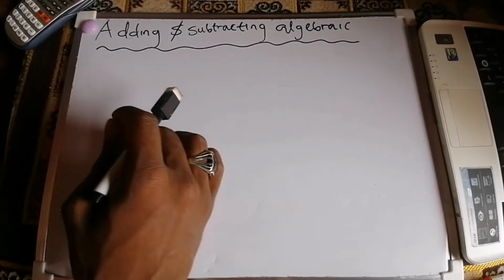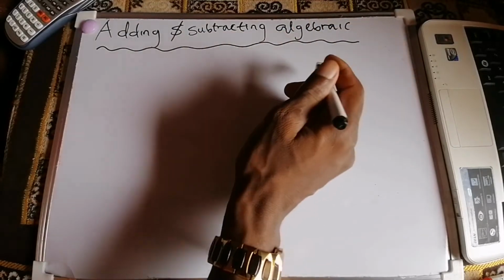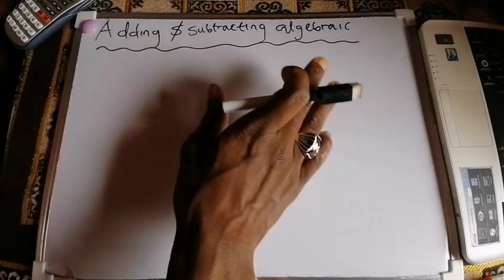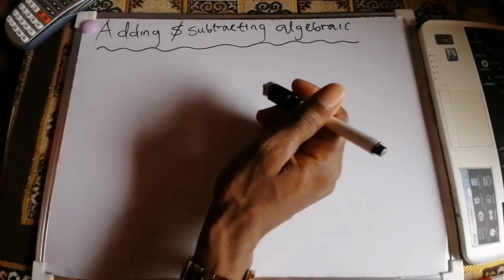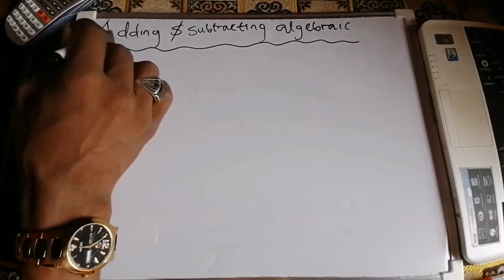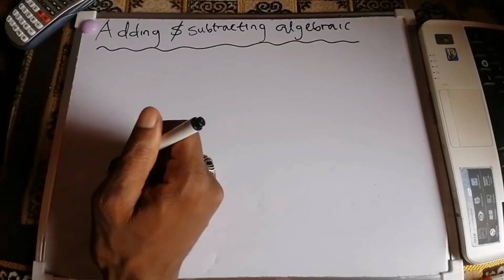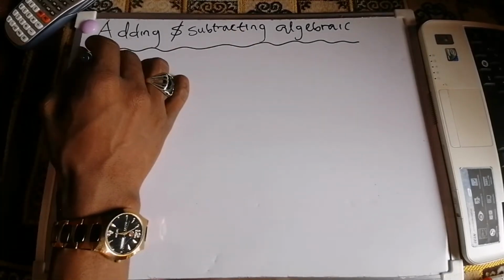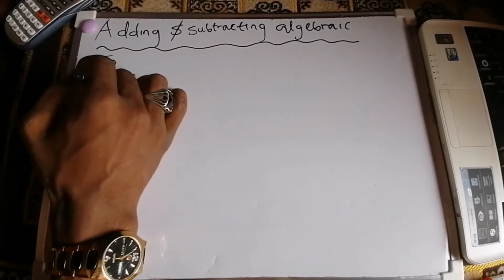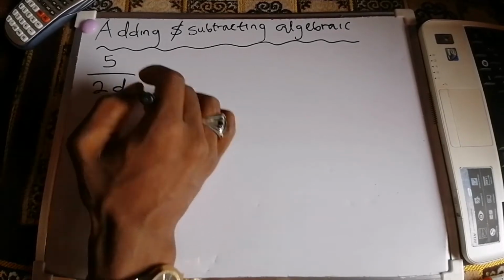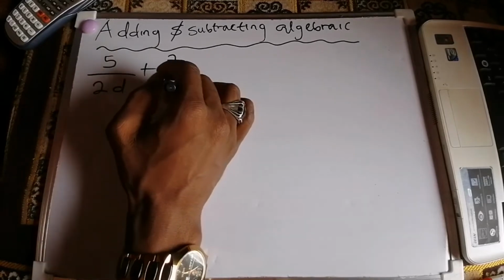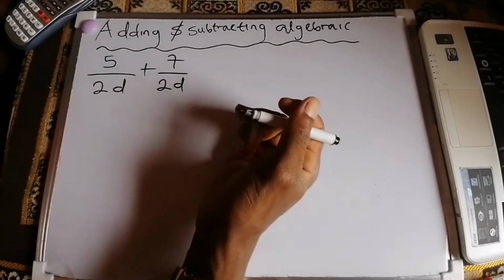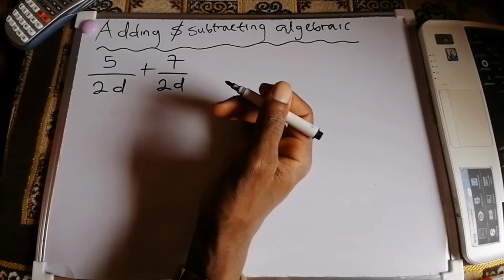If you are asked to add or subtract an algebraic fraction, this is the easiest method to follow in order to add or subtract your algebraic expression. Let's start with addition. For example, you are given 5 over 2d plus 7 divided by 2d. So this is very simple.